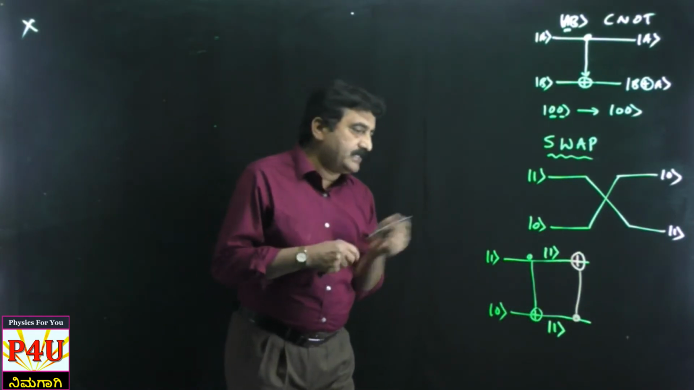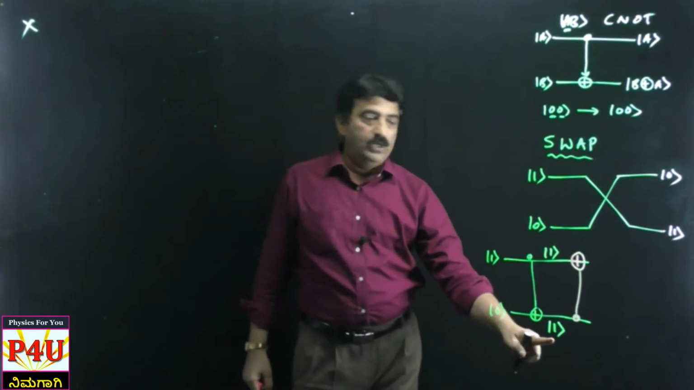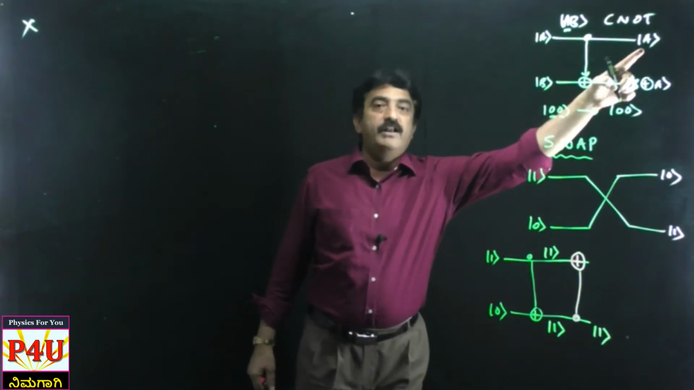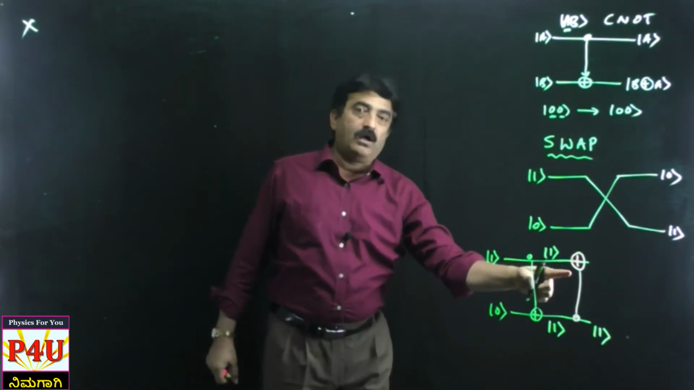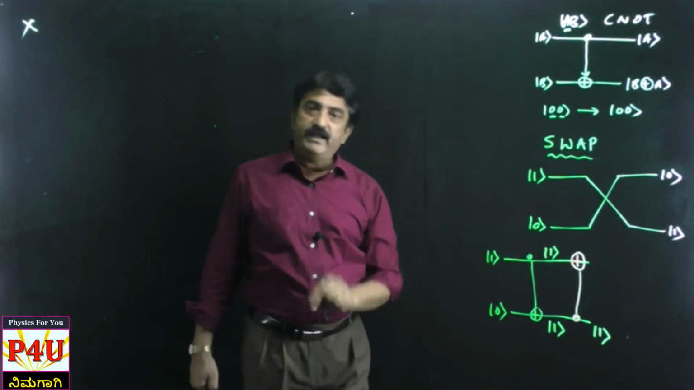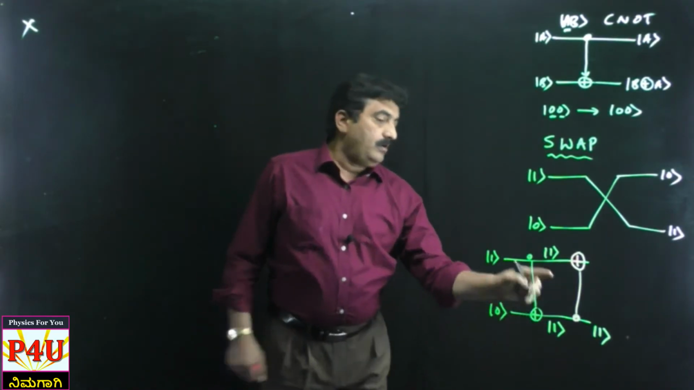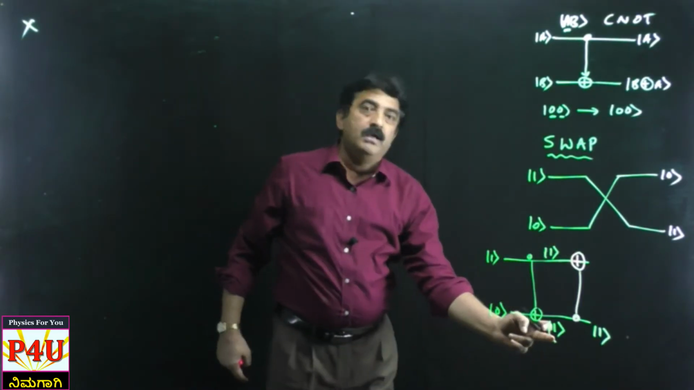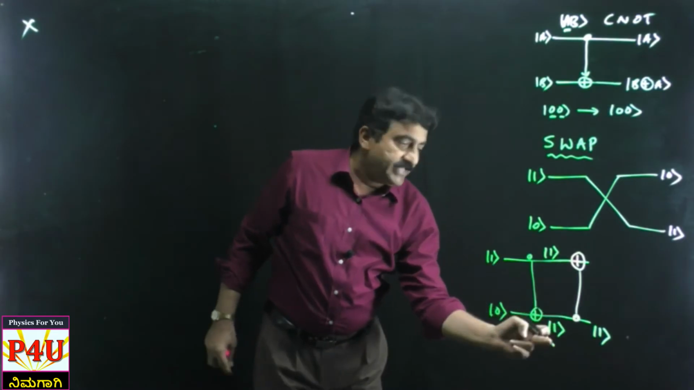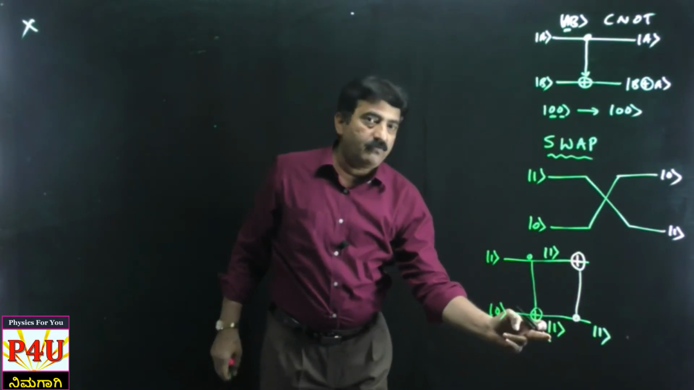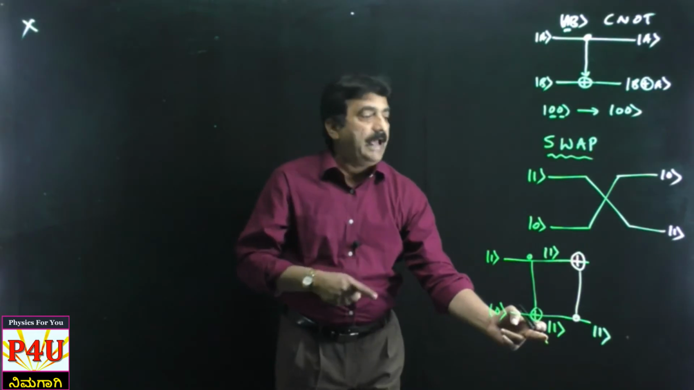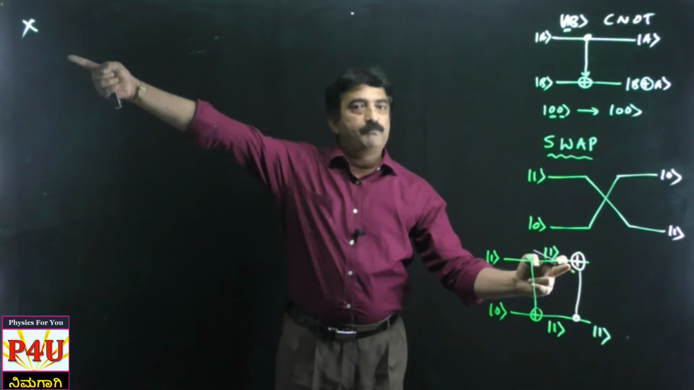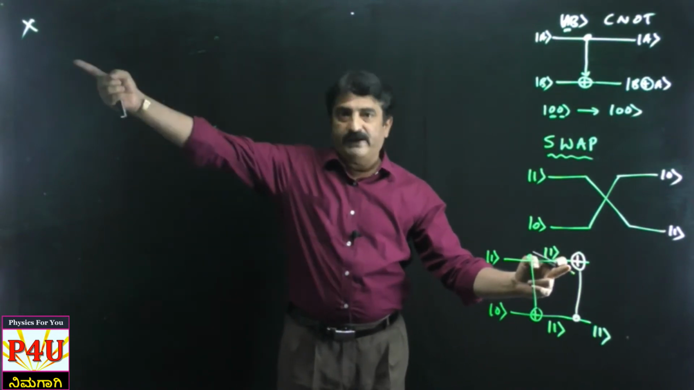Now what happens? Look at this. This is the control. Control is 1. Control 1 will come out without any problem, but it will act on the target. What is the target now? Target is ket 1. Whatever process happened here, the opposite is happening here. So the control gate is in ket 1. Whenever control is in ket 1, it should act. Yes, it will act on the target. How will it act? It will act like the Pauli X matrix.